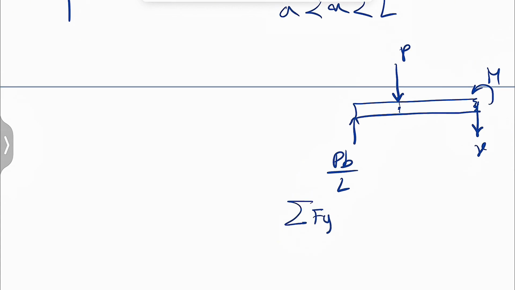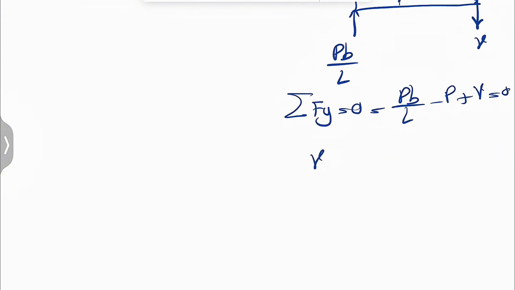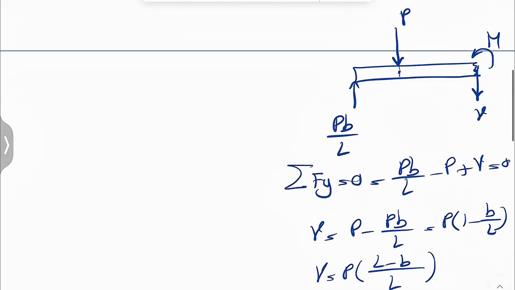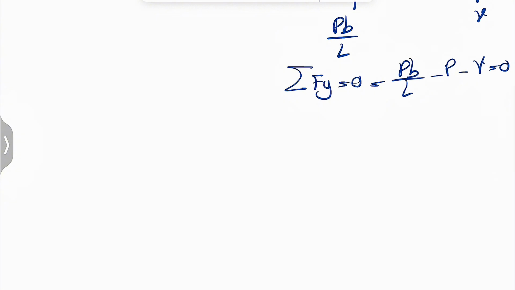Sum of all forces in y equals 0. We have PB divided by L, negative P plus V is equal to 0, which means our V is going to be P minus PB over L. And here we can factor P. We have 1 minus B over L, and we can again do our common denominator, L minus B over L, so V is equal to 0, which means our V is going to be PB over L minus P.